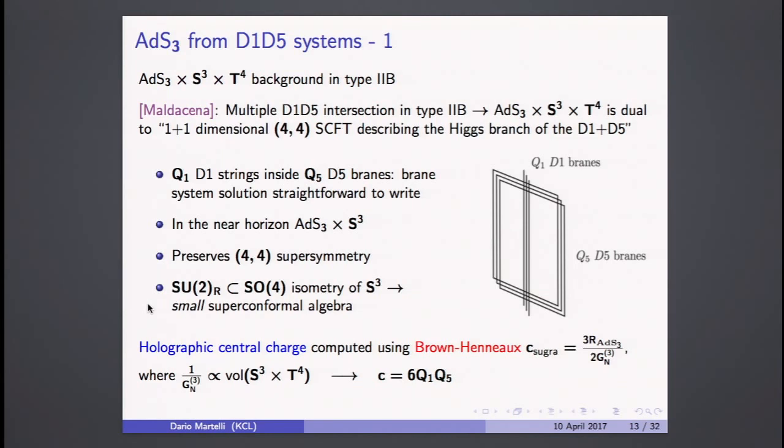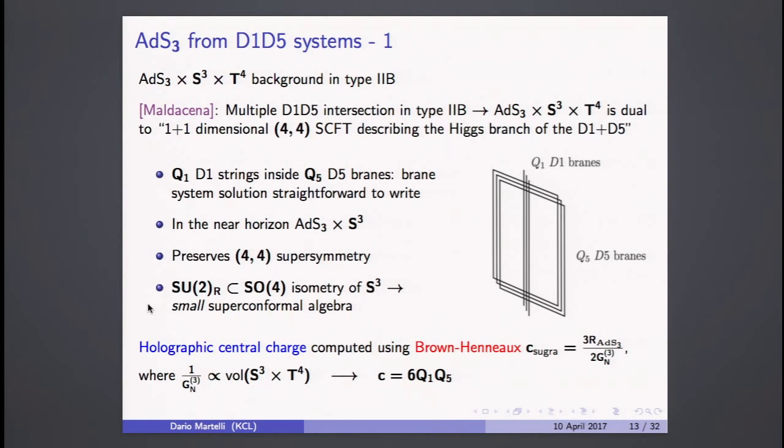The most classic example is AdS3 cross S3 cross T4, for example, in type IIB, which arises from the near horizon limit of multiple D1 and D5 branes. And this featured in the original paper by Maldacena, where there is a sentence that this should be dual to a 4,4 superconformal field theory. So there are Q1 D1 branes, Q5 D5 branes, and that's the situation. The D1s are just along the D5. The near horizon limit is AdS3 cross S3.